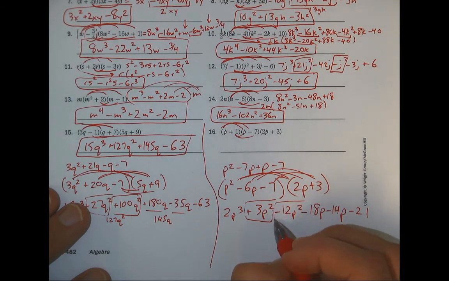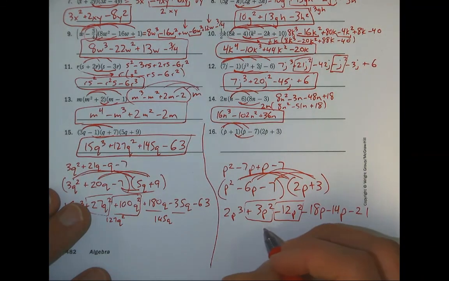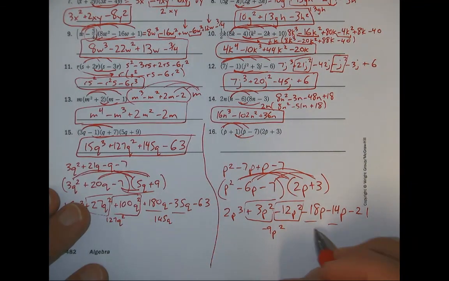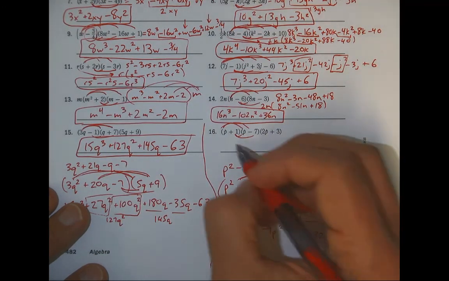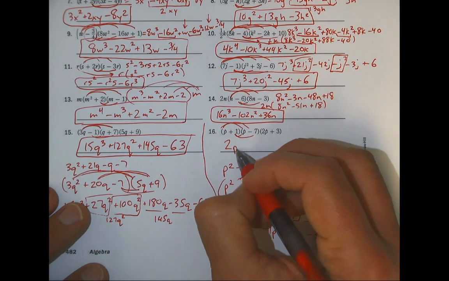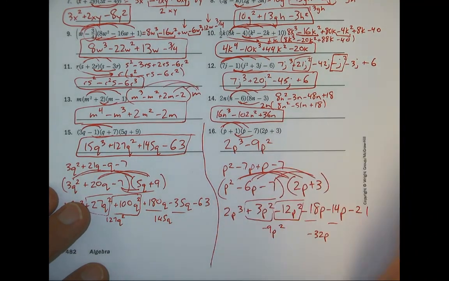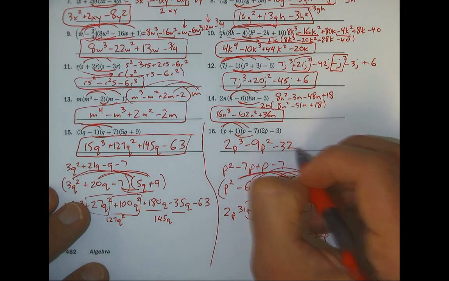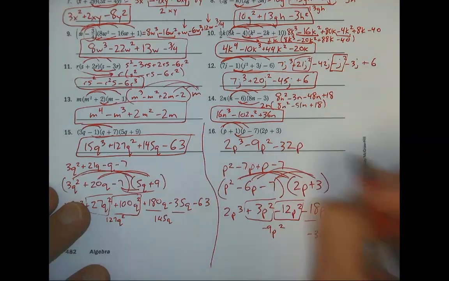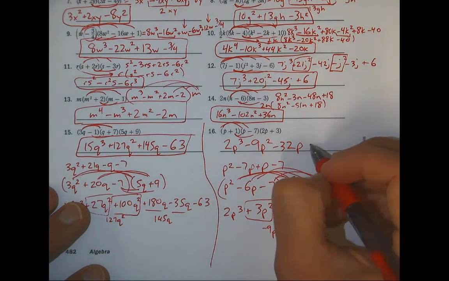Combine. It's negative 9p squared. Combine. It's negative 32p. And that's my full answer right there. So 2p to the third minus 9p squared minus 32p minus 21.